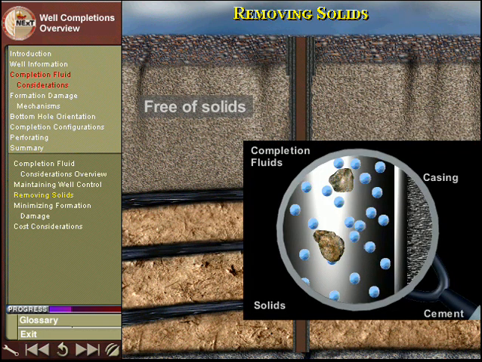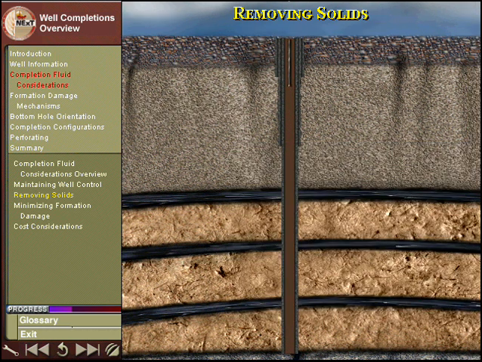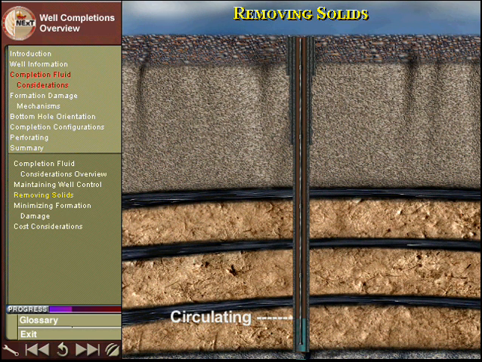The completion fluid must remove solids from the wellbore following drilling operations. Solids removal is accomplished by pumping the completion fluid down the well and back to the surface. This pumping operation is commonly referred to in the field as circulating.